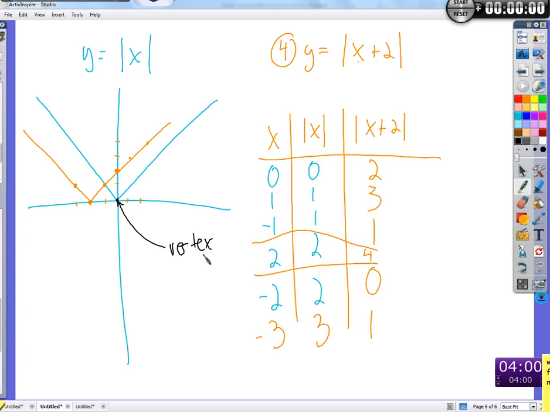The vertex is some kind of an absolute at the very top and the very bottom. That's what we call a vertex most often. So move the vertex and every other point to the left too.